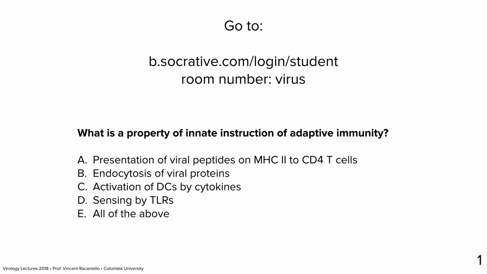Quiz time. What is a property of innate instruction of adaptive immunity? Presentation of viral peptides on MHC2 to CD4 cells, endocytosis of viral proteins, activation of DCs by cytokines, sensing by toll-like receptors, or all of the above. 74% of you said all of the above, and that's the right answer.